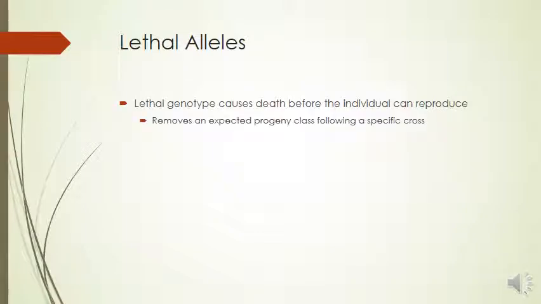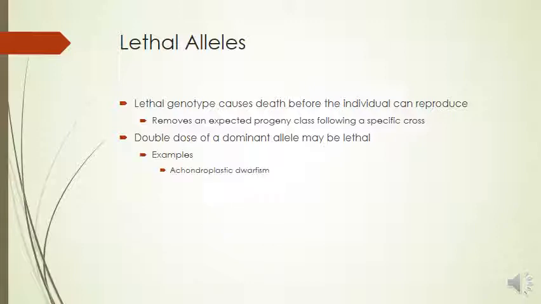So if we look at this, we see that a lethal genotype causes death before the individual can reproduce, thereby removing an unexpected progeny class following a specific cross. And a double cross of a dominant allele may be lethal. An example of this is seen in achondroplastic dwarfism.